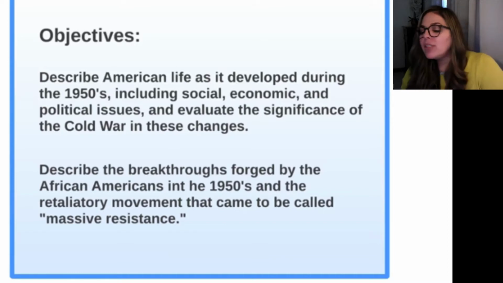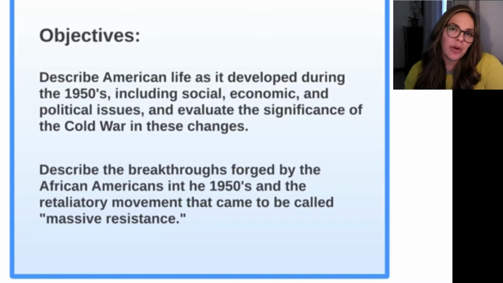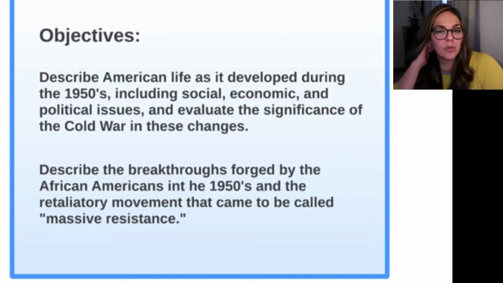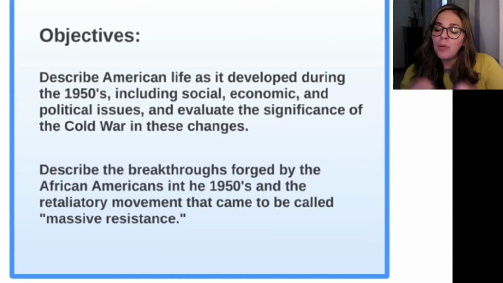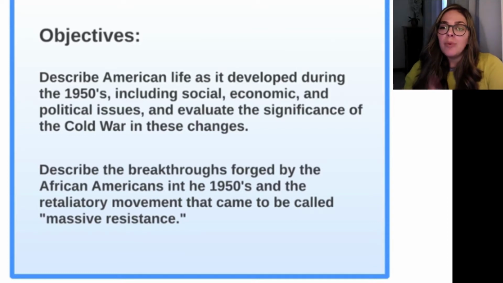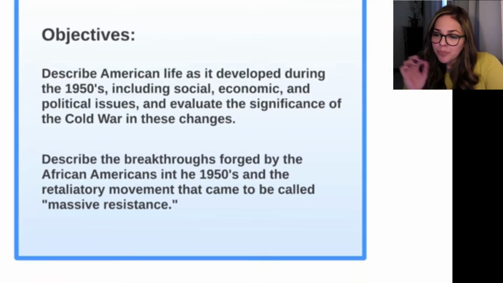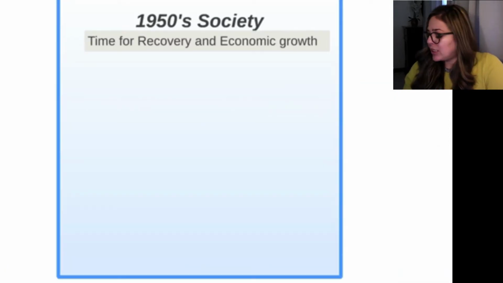So obviously there are going to be huge changes going on in the United States after World War II. For this lecture, we are going to focus on the early civil rights movements, who the people involved with it are. We'll be identifying the particular events, the individual events, specifically. But before we get into all of that, we need to talk about 1950s society.